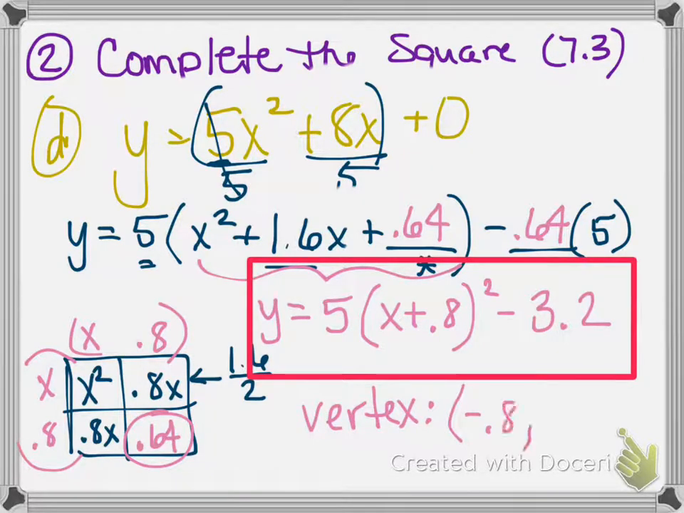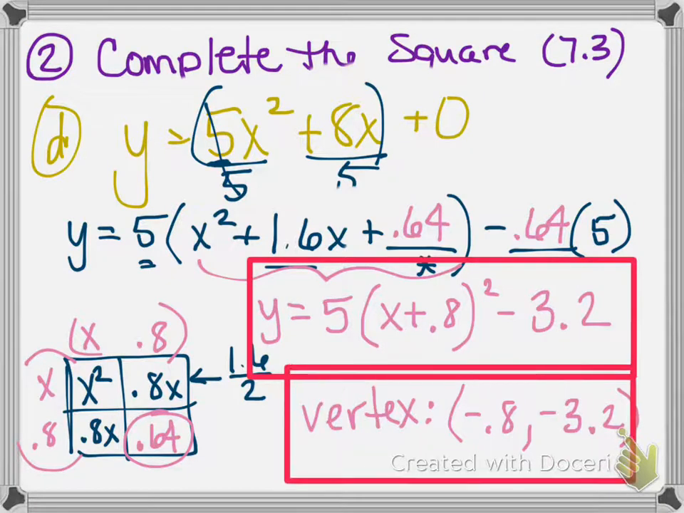Negative 0.8 and negative 3.2. Alrighty, so that takes care of 1 and 2. On to number 3. So vertex form and factored form from a graph.